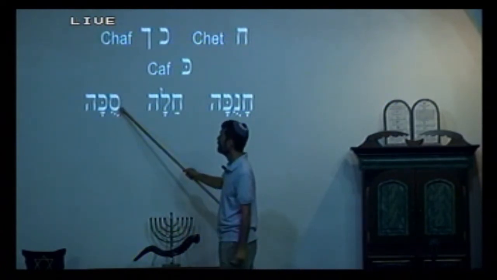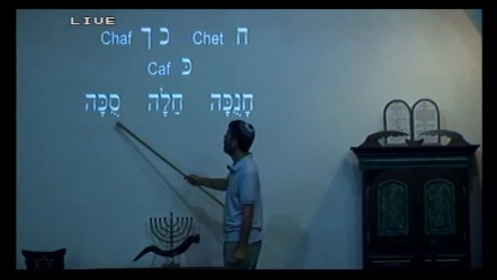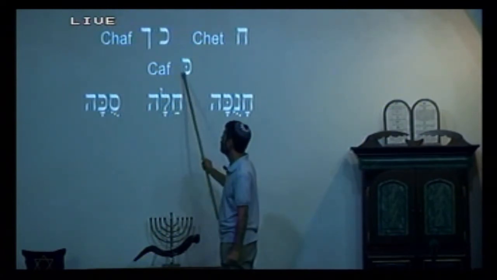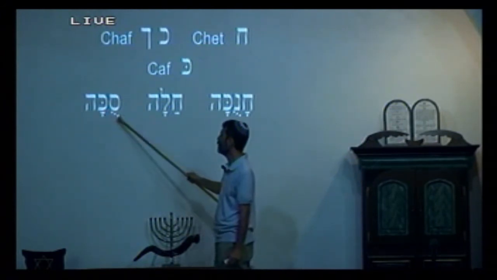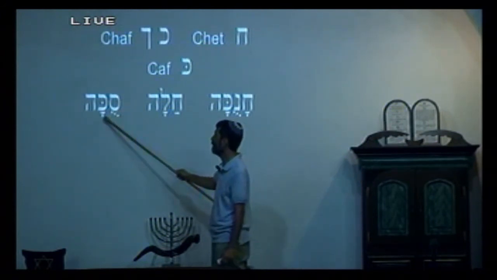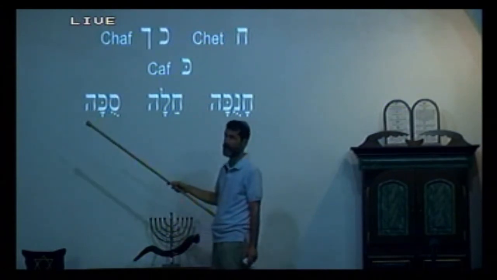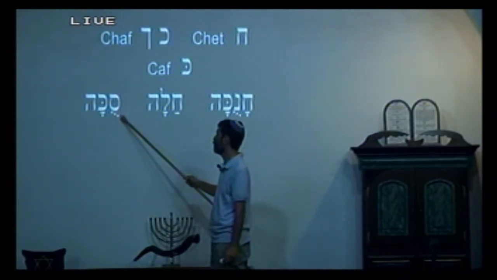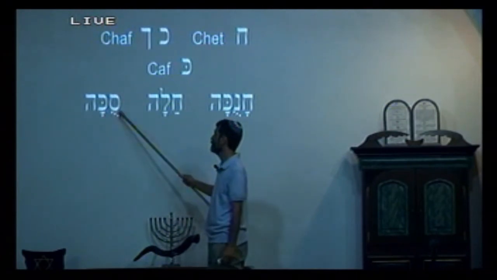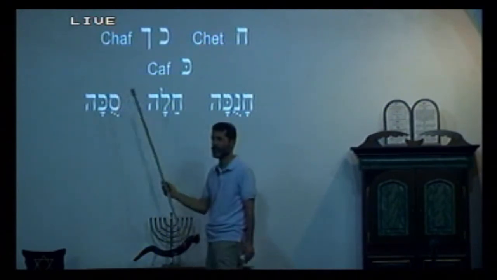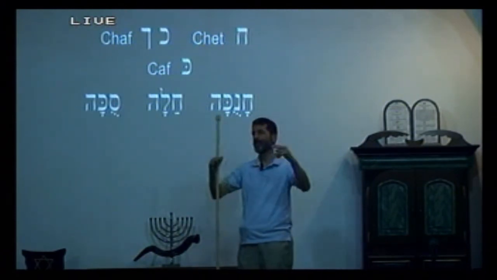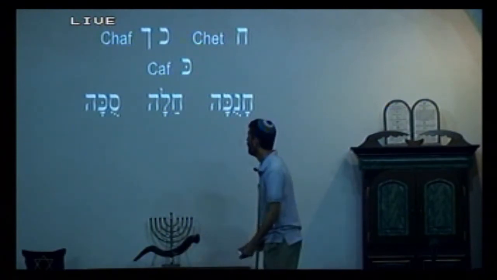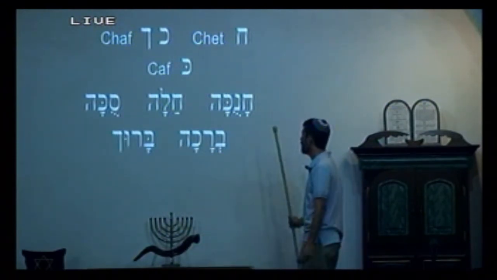And we've got our Samek, the S sound. We've got the Kaf, so it makes the k sound. We've got our u, Samech, u, Kaf, the ah, and the Hey. Sukkah. Right, on Sukkot, the holiday of Sukkot, we build a sukkah. Well, that's the word for sukkah. Very good, tremendous.